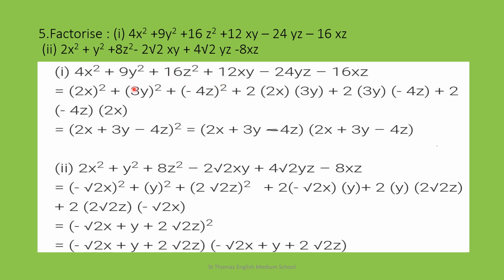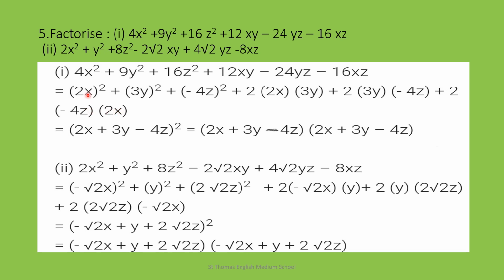Now you just try to write the expansion of a plus b plus c whole square, that is 2x whole square plus 3y whole square plus minus 4z whole square plus 2ab, that is 2 multiplied by 2x multiplied by 3y plus 2 multiplied by bc, that is 3y multiplied by minus 4z plus 2ca, that is 2 multiplied by minus 4z multiplied by 2x.